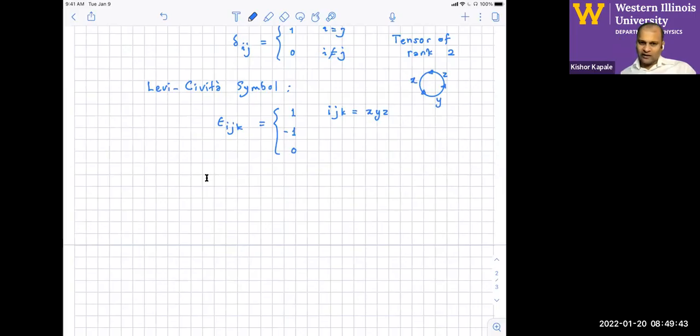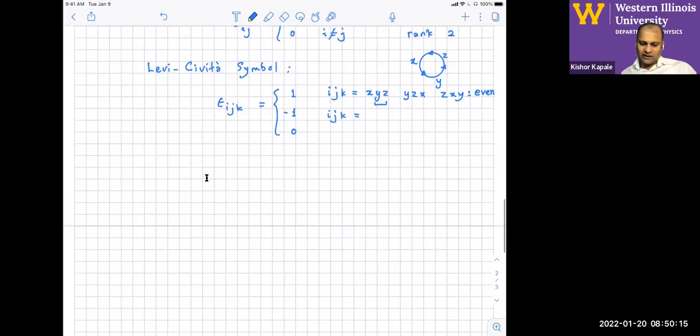If you start with y, then y, z, x works. Or if you start with z, then z, x, y works. All 3 of them are even permutations. So these are called even permutations, and the Levi-Civita symbol gives you a value of 1. If ijk are not even permutations, that means they're odd permutations. So what happens is you change the order of these things. That means you're not following the order in the circle drawing that I made.